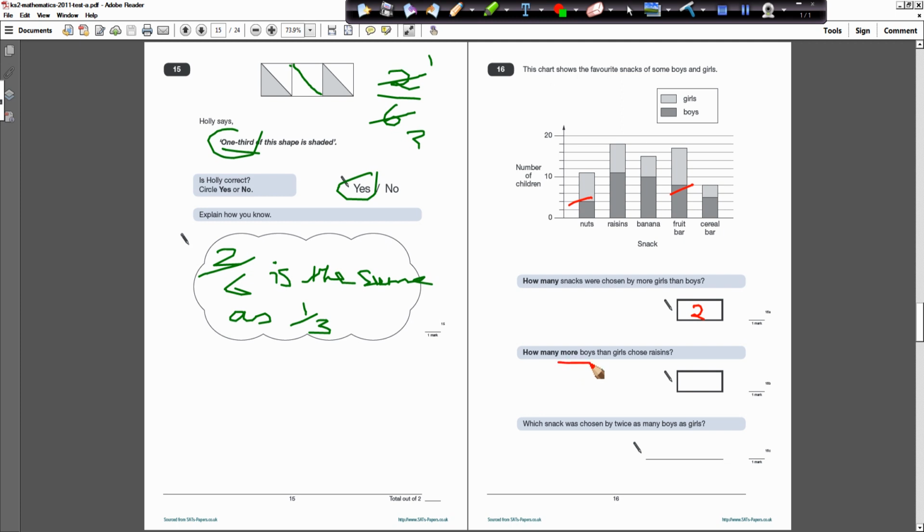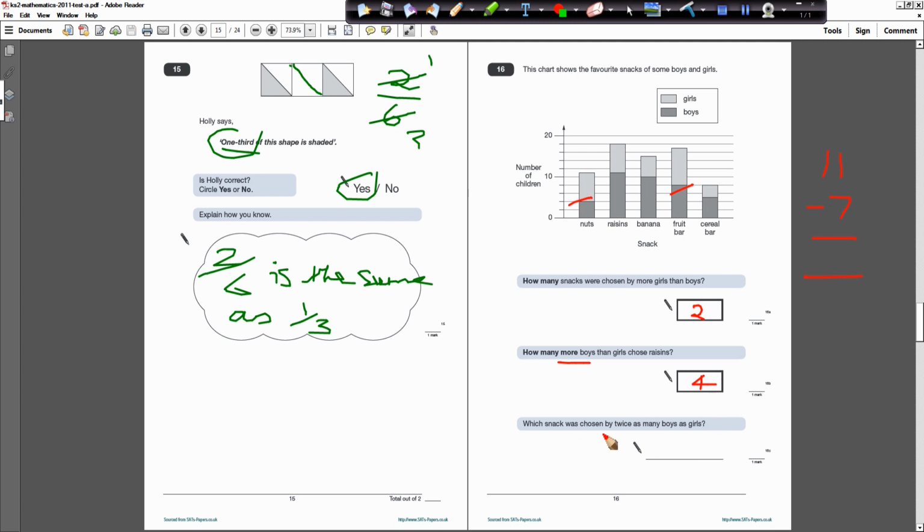How many more boys than girls chose raisins? So the boys was how many? 10, 11. 11 boys. How many girls on the top? 2, 4, 6, and 1 is 7. So 11 minus the 7 to work out the difference will give us 4.